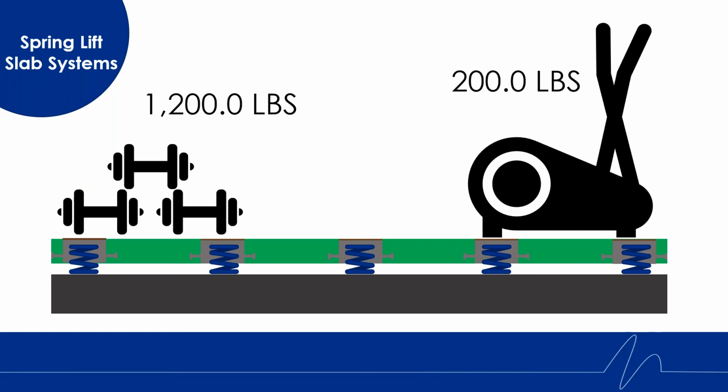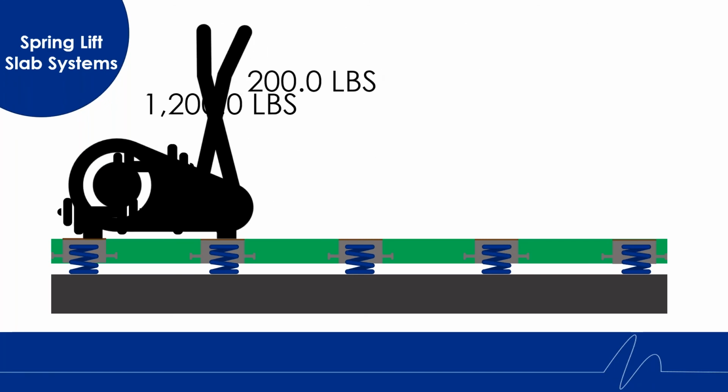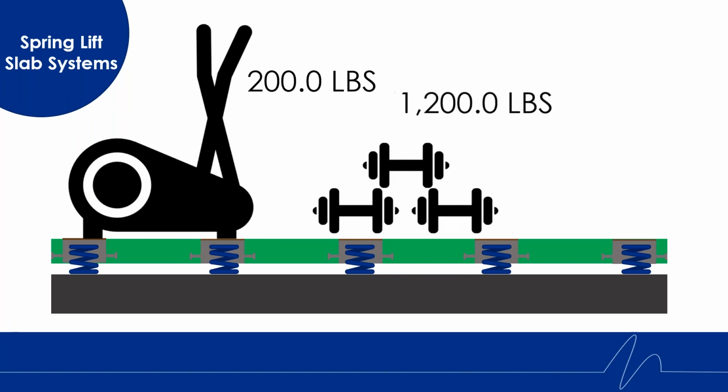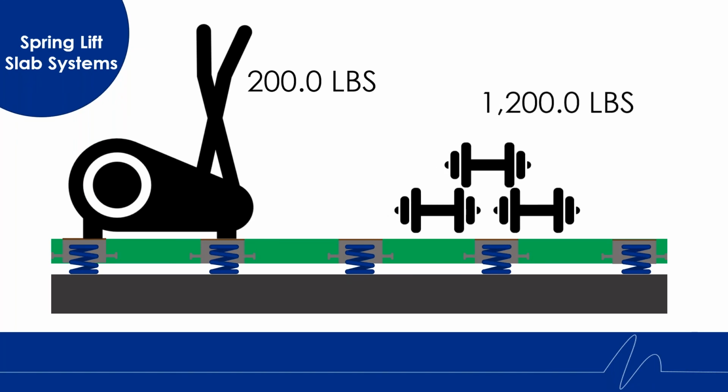Now, a very common occurrence that we are seeing is that owners like to be able to switch around the layout of the fitness equipment. As you can guess, this can cause an issue when you take a 200-pound piece of equipment and exchange it for the location of a 1,200-pound piece.